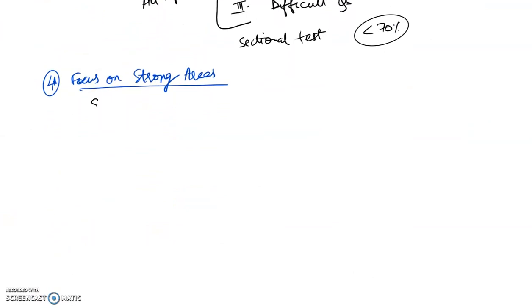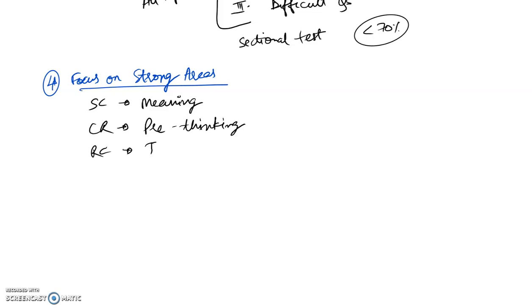So I strongly advocate that in SC you should follow the meaning based approach. For CR you should follow the pre-thinking approach, and for RC you should follow the involved reading approach. Okay, so these are the three approaches that you need to follow for these particular modules. Now I have already shared some posts on CR and RC. You can go through them to understand how to follow the approach. I'll be sharing some posts on SC really soon.